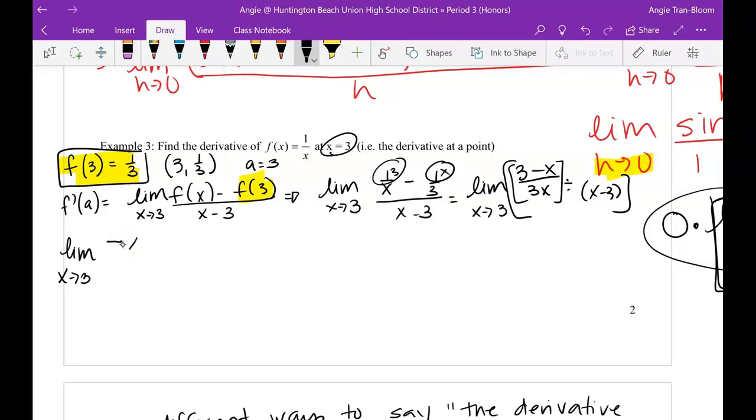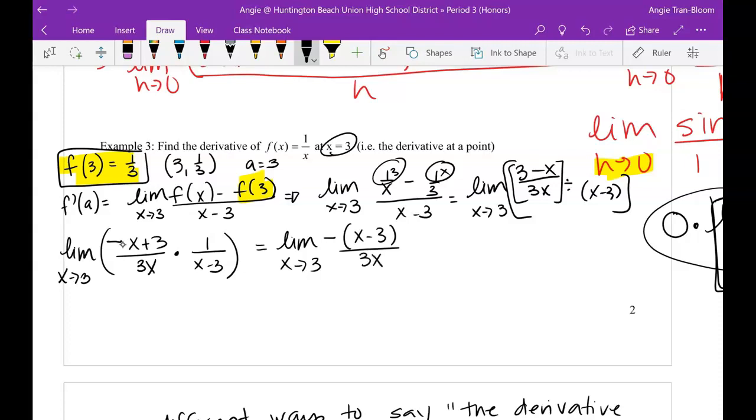I'm going to now rewrite negative x plus 3 this way, all over 3x. Divide is now multiplication by the reciprocal of x minus 3. From here, I will factor out the negative, right? So now it's x minus 3 over 3x times 1 over x minus 3. This will help me reduce this right here. So I now have negative 1 over 3x.